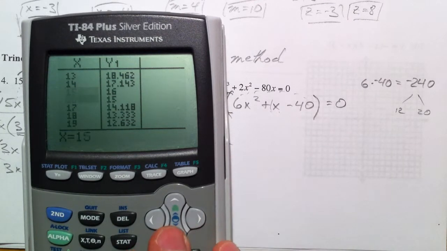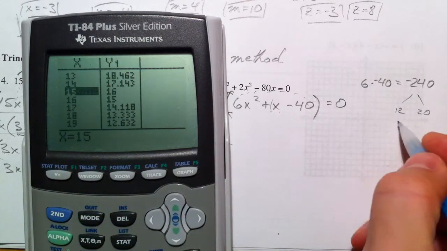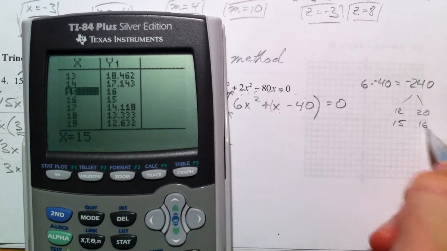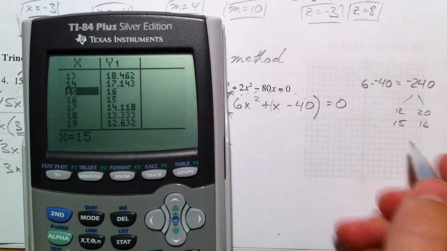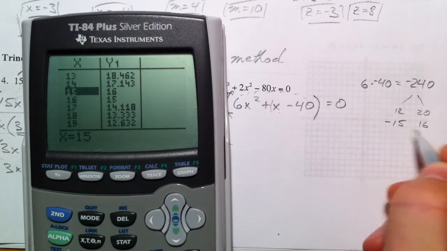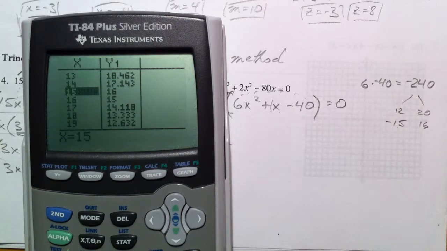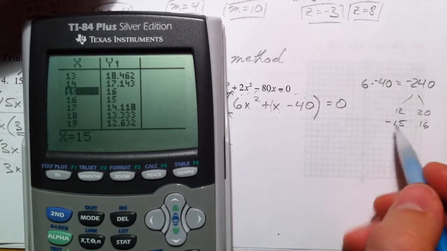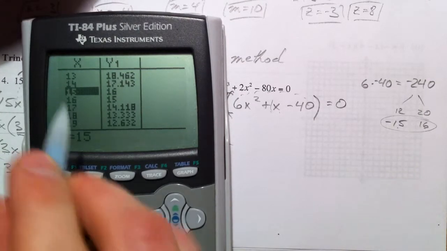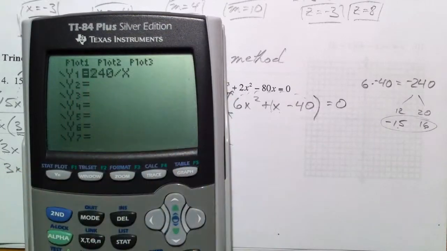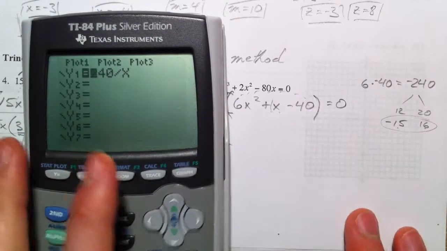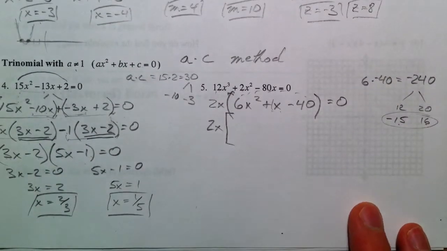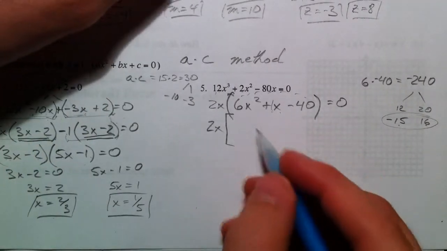And so until you find it, 15 and 16. So 15 times 16 is 240. And if the 15 is negative, 16 minus 15 will give us 1. And so I'm using this one, and again, how I did that was just utilizing the calculator a little bit. Obviously, if you don't have your calculator, it won't be possible to do what we just did.